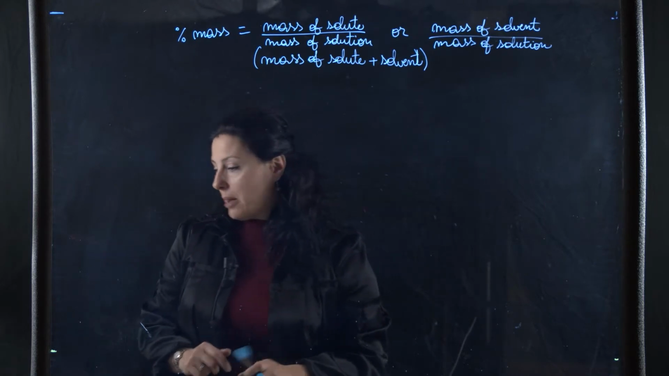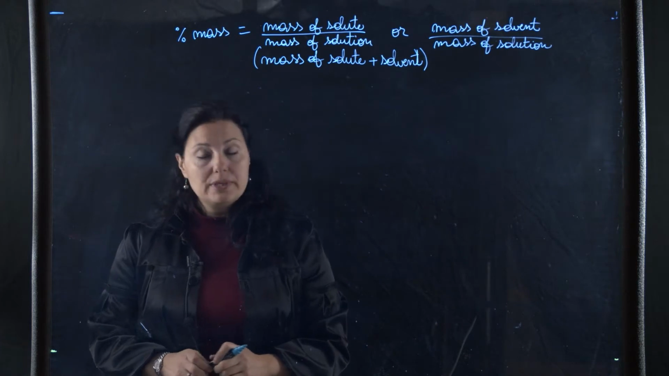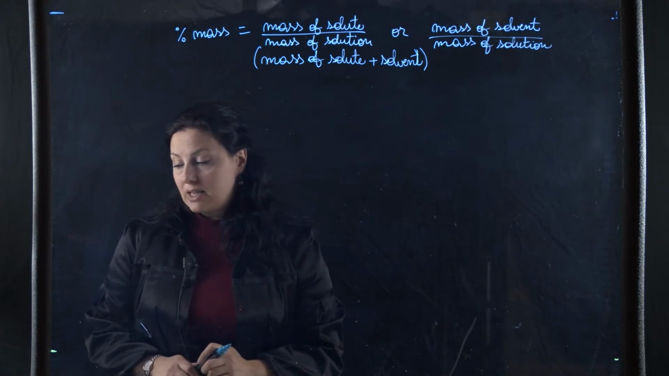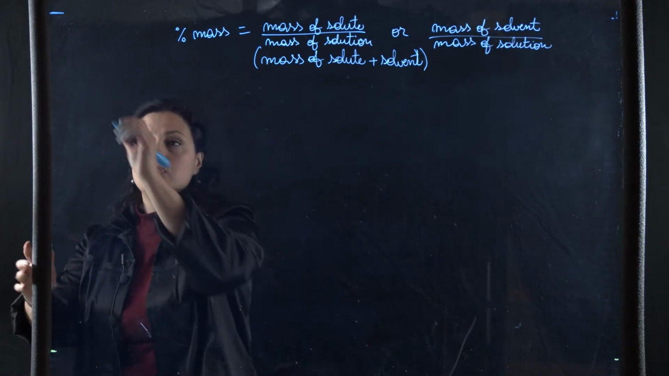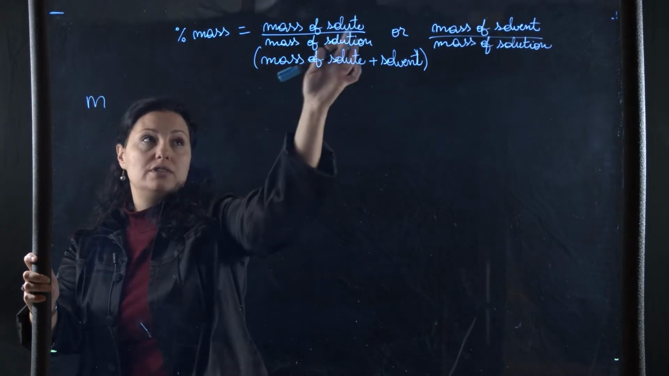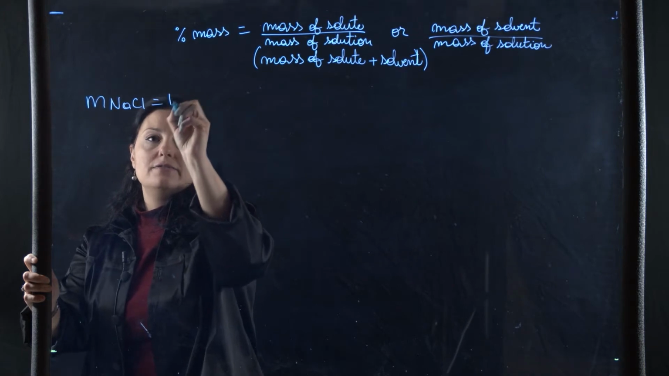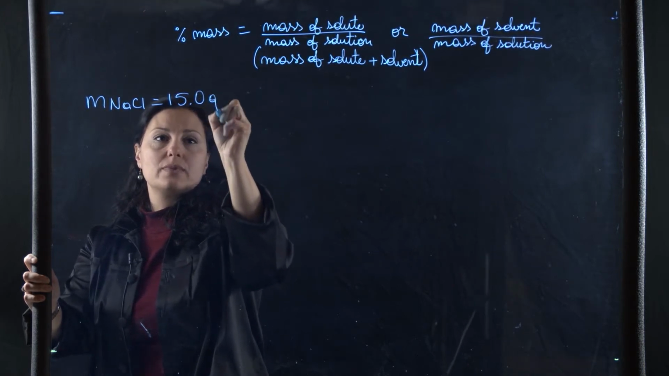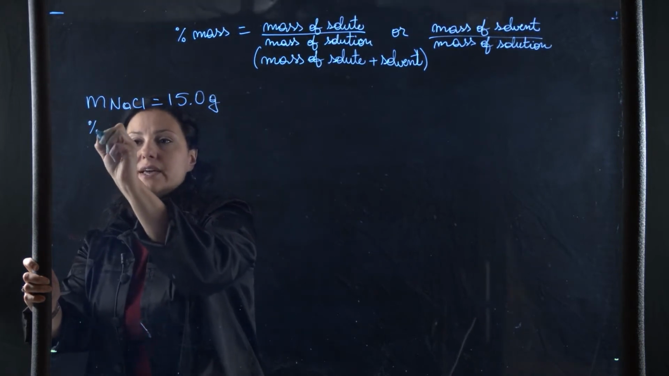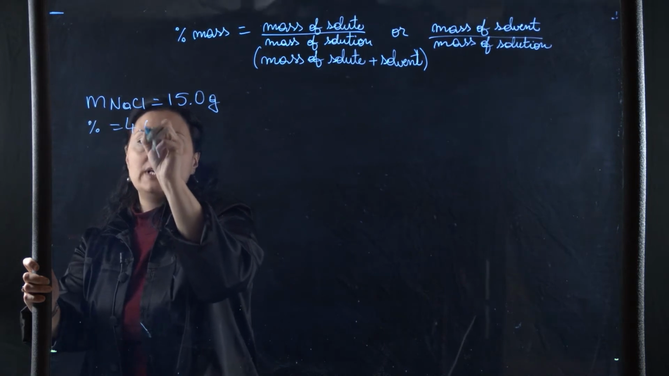Now let's take a look at problem 1. What mass of a 4% NaOH solution by mass contains 15 grams of NaOH? So my mass of the solute, NaOH, is given as 15 grams. And I'm also given the percent by mass as 4%.